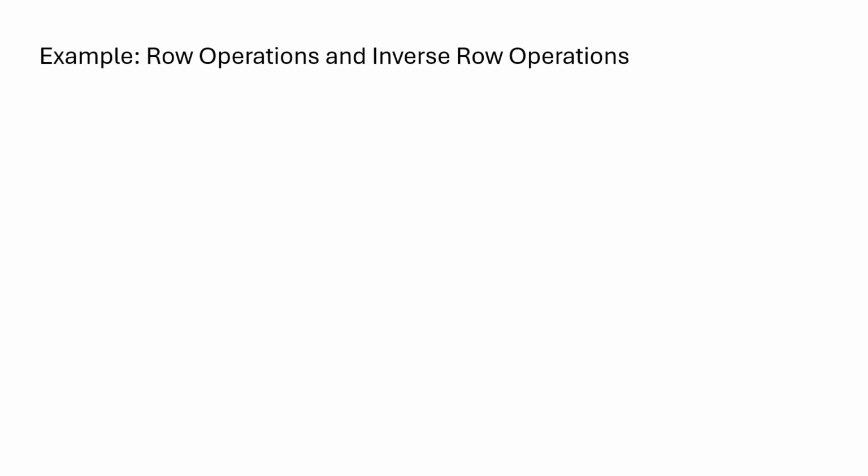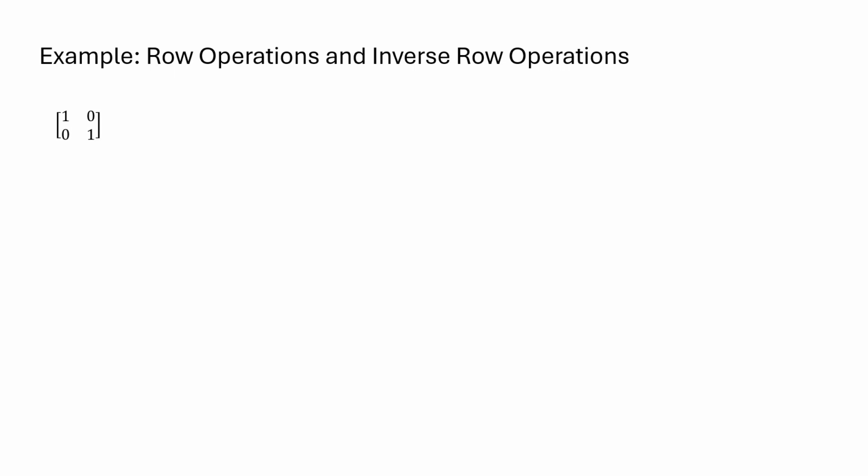Okay, so let's have an example: row operations and inverse row operations. In each of the following examples, an elementary row operation is applied to a 2 by 2 identity matrix to obtain an elementary matrix E. Then E is restored to the identity matrix by applying the inverse row operation.